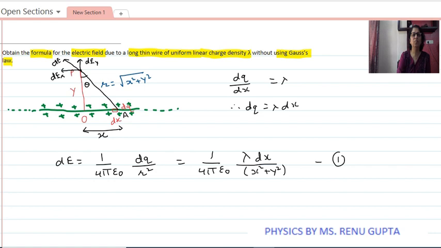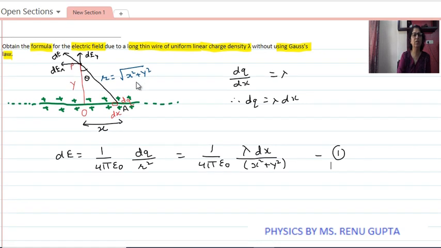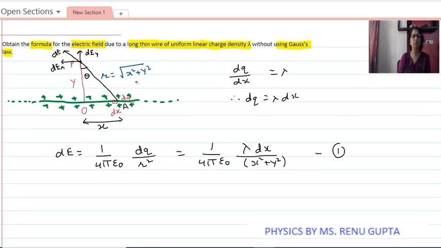Now there will be two components that already we have shown in the diagram. So now dEx will be equals to, if this is angle theta, so vertically opposite angle is also theta, then dEx will be equals to minus dE sin theta, and dEy will be equals to dE cos theta.